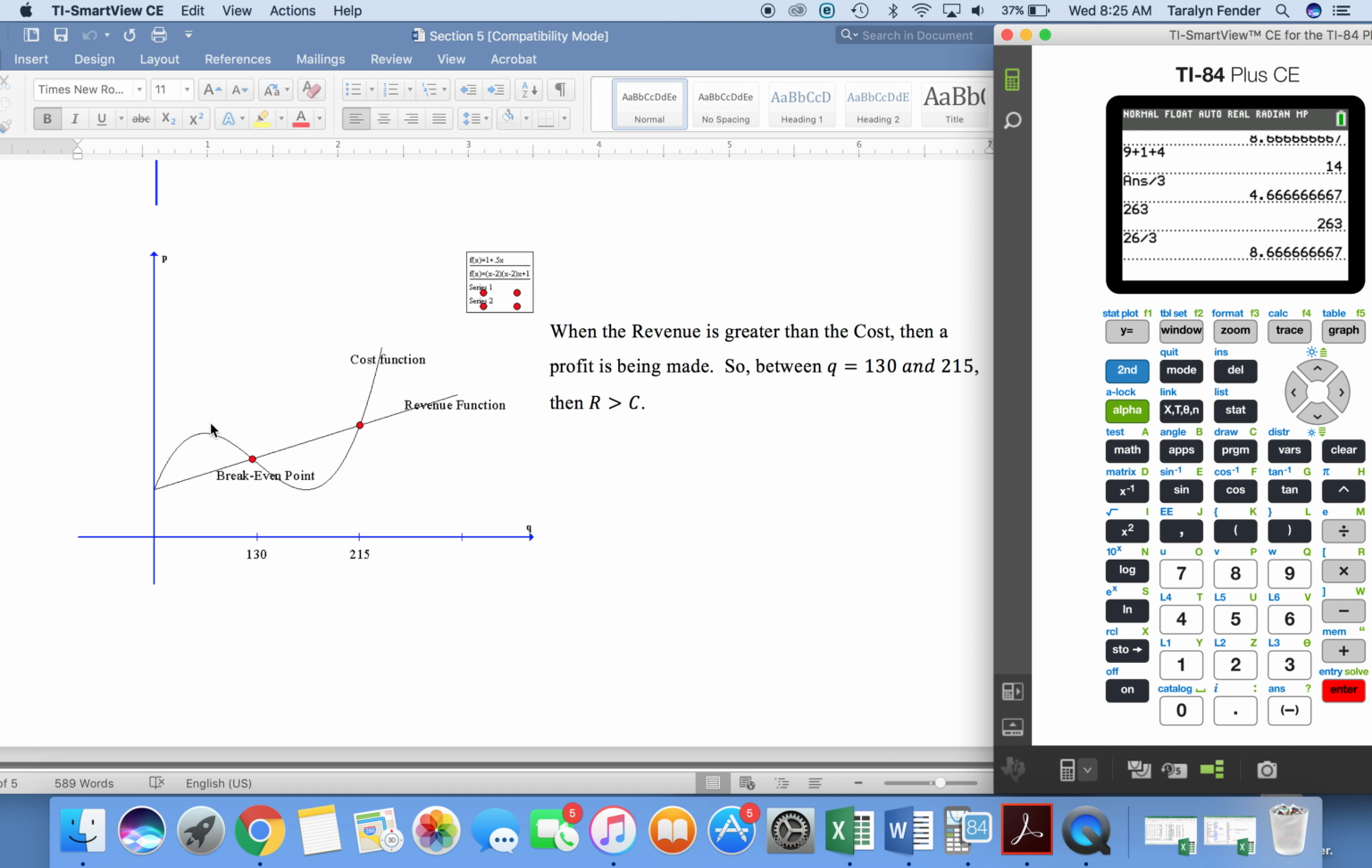Here we have a cost function that is nonlinear and then a linear revenue function, and we have 2 points at which we break even. So when the revenue is greater than the cost, then profit is being made. So revenue in here is greater than the cost function, so profit is being made here. So between 130 and 215 quantity items, we have greater profit because our revenue is greater than our cost function.